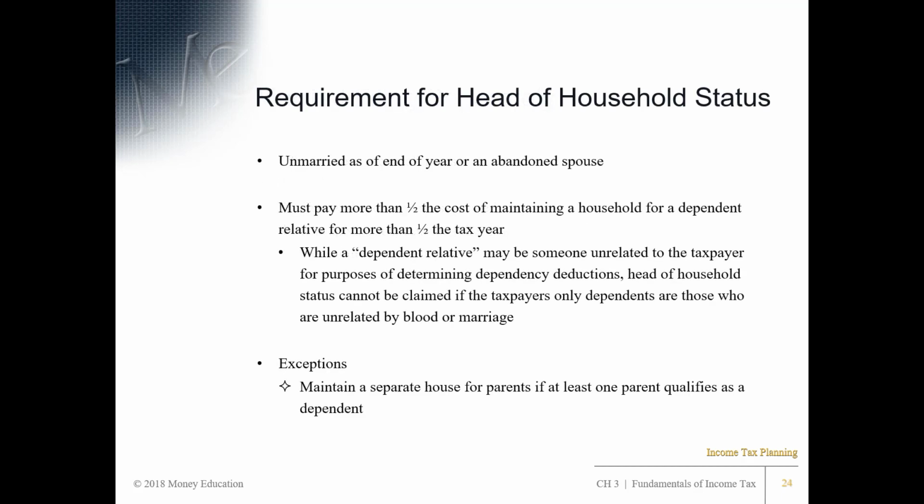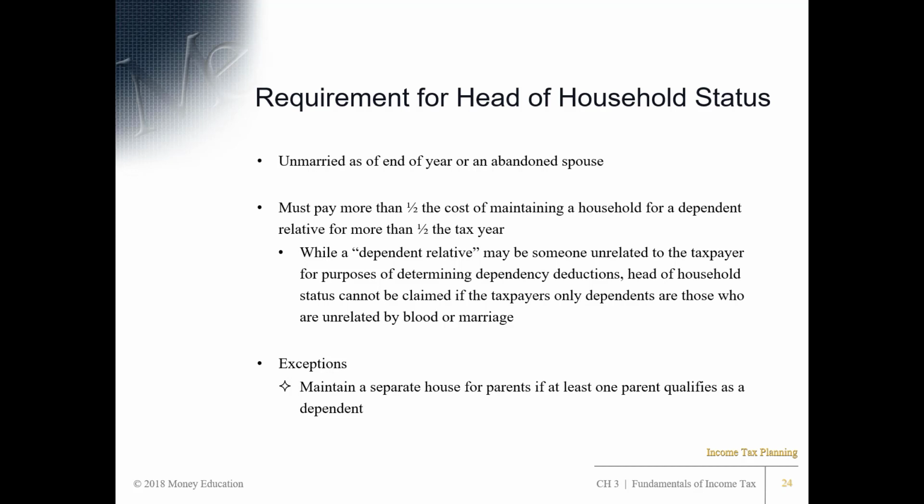Requirements for the head of household status. You must be unmarried at the end of the year or considered an abandoned spouse. An abandoned spouse means that you have not lived with your spouse for the last 6 months and you have a dependent child that lives with you. Now, if you're separated and this has happened, I would encourage the person to file immediately to claim the dependent and abandoned spouse status, which means although you're still married, you don't have to file married filing separate. You file head of household abandoned spouse.